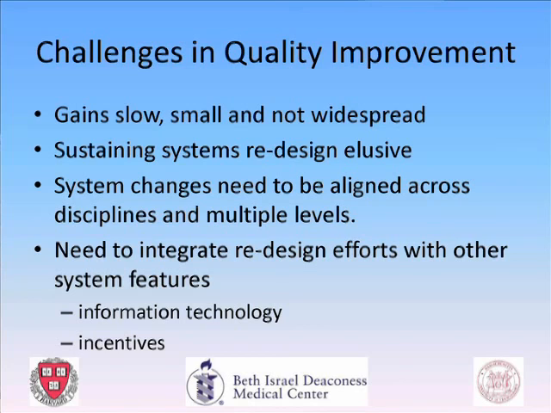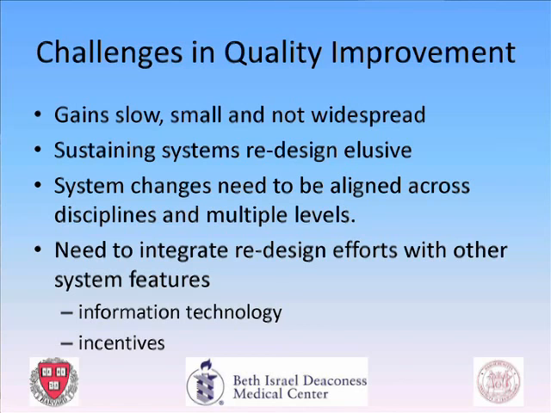So let me summarize now. The challenges in quality improvement. The gains are slow, small, and usually not widespread. Sustaining systems redesign is always elusive. It's a tough, very challenging objective. System changes really need to be aligned across disciplines and multiple levels.